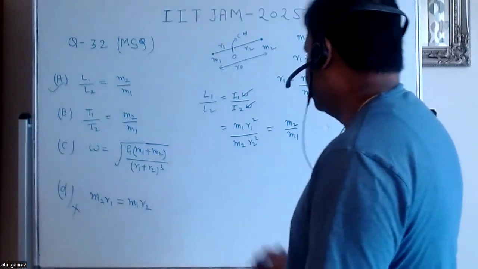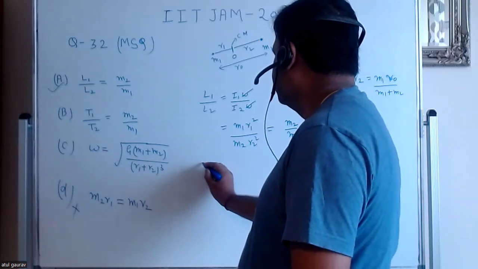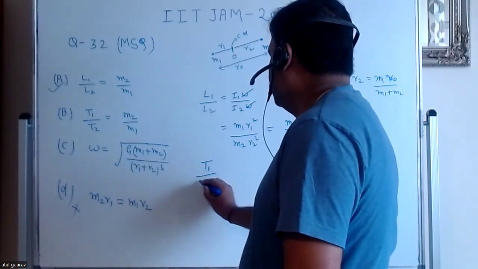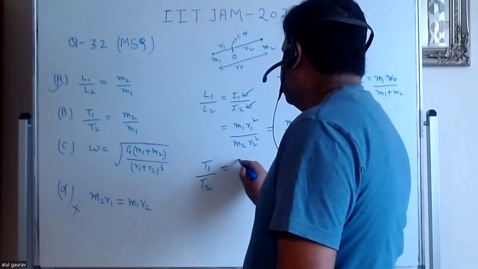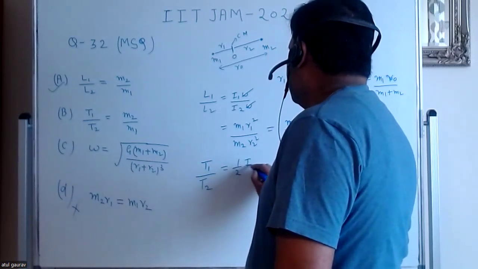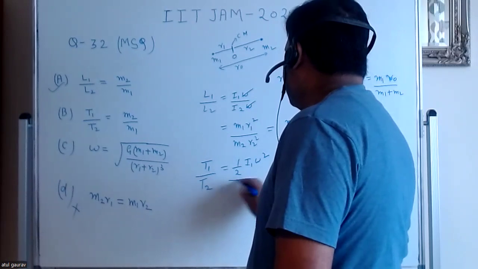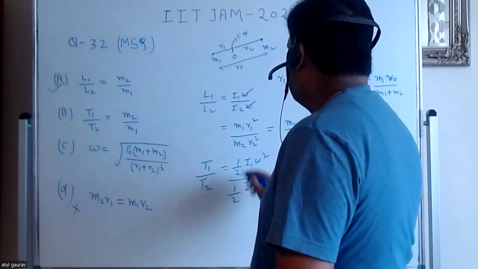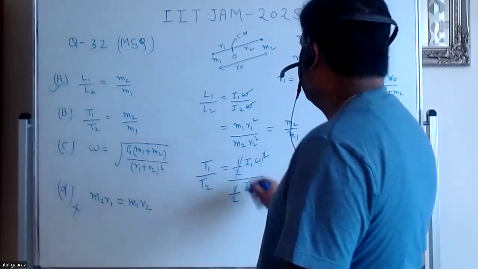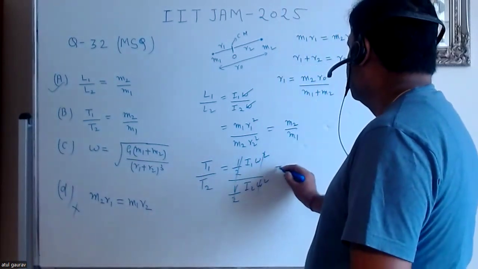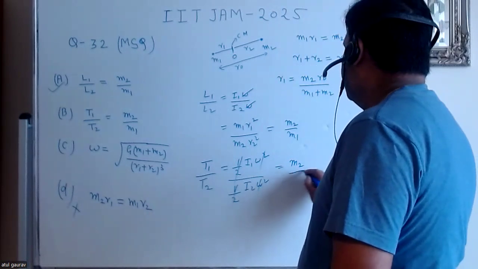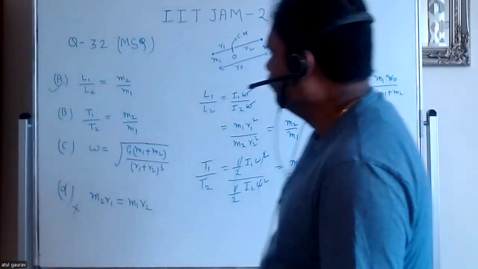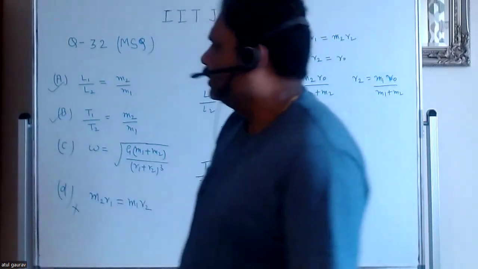Similarly, we can go for kinetic energy also. The kinetic energy T1 upon T2 is equal to half I1 omega square upon half I2 omega square. Again we see this is proportional to I1 by I2. So this value is equal to m2 by m1. So option B is also correct.